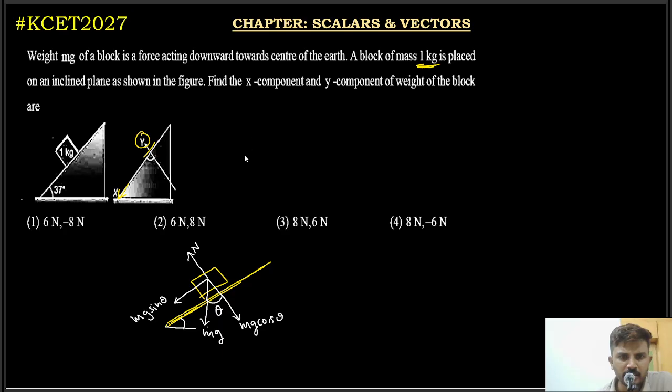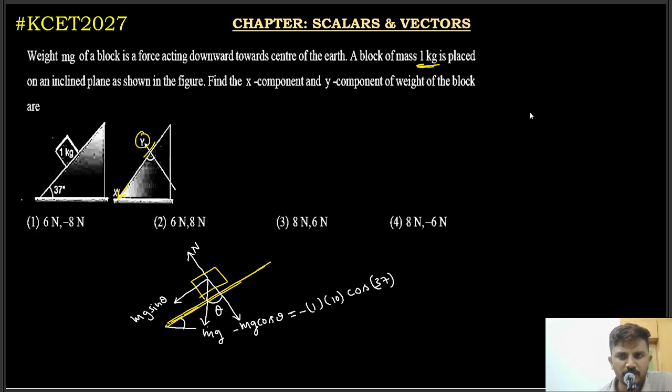What are they asking? X component and y component. So the y component we don't have. In the y direction we have the normal. So the y component of weight is minus mg cos theta. That is minus, m value is 1, g value you can take as 10, cos 37.